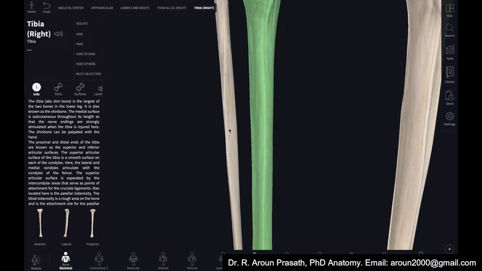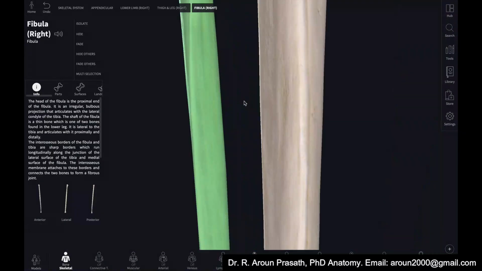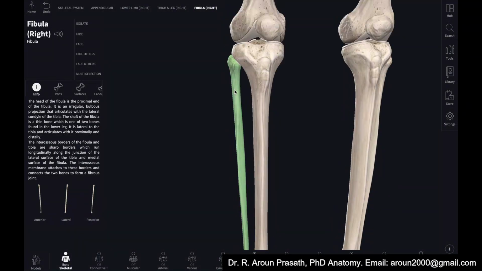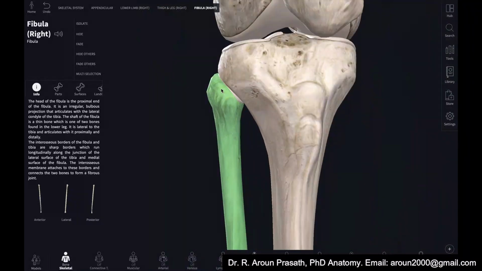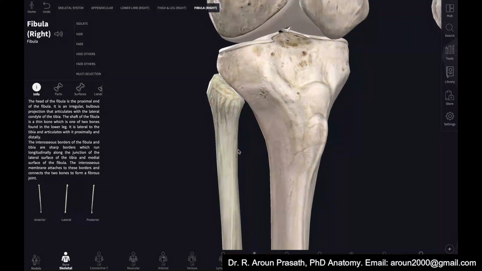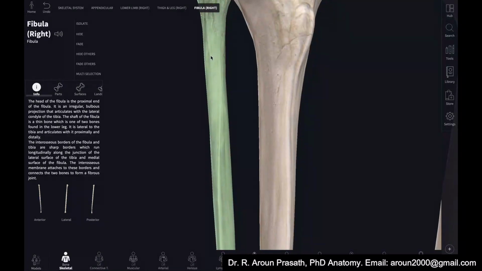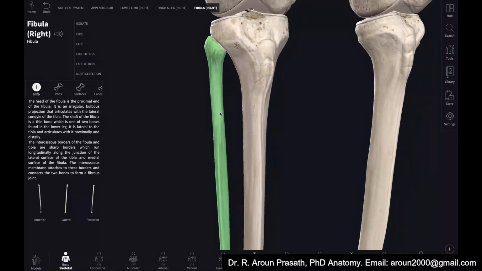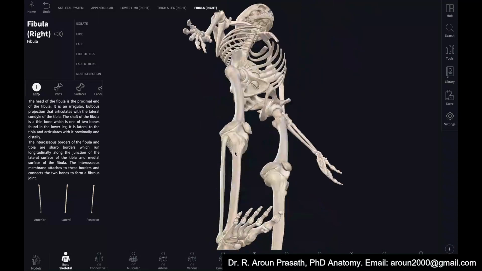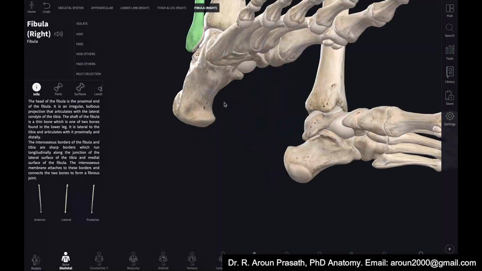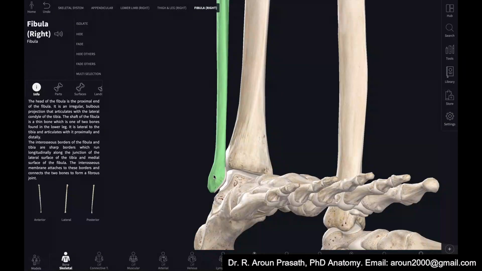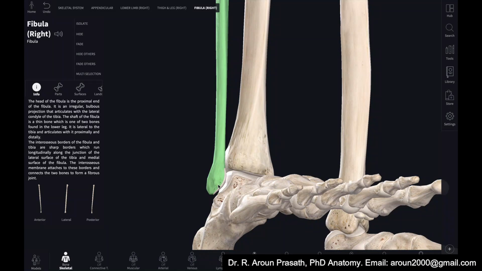And coming to the fibula, this part is the head of the fibula, this is the neck of the fibula, and this is the shaft of the fibula. This prominence is called the lateral malleolus. This lateral malleolus is palpable and prominent in all persons.